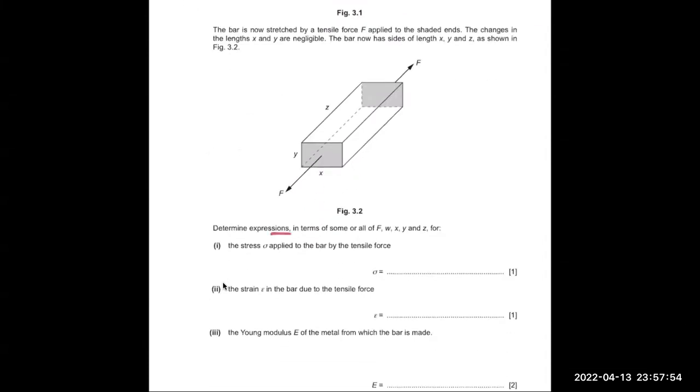Determine the expression in terms of some or all of F, W, X, Y, and Z for the stress applied to the bar by the tensile force. What is the stress that is being applied to the bar? Now, I know that stress is force per unit cross-sectional area. And this here, the shaded region is the cross-sectional area. So force per unit cross-sectional area, which is Y multiplied by X, this rectangle here.